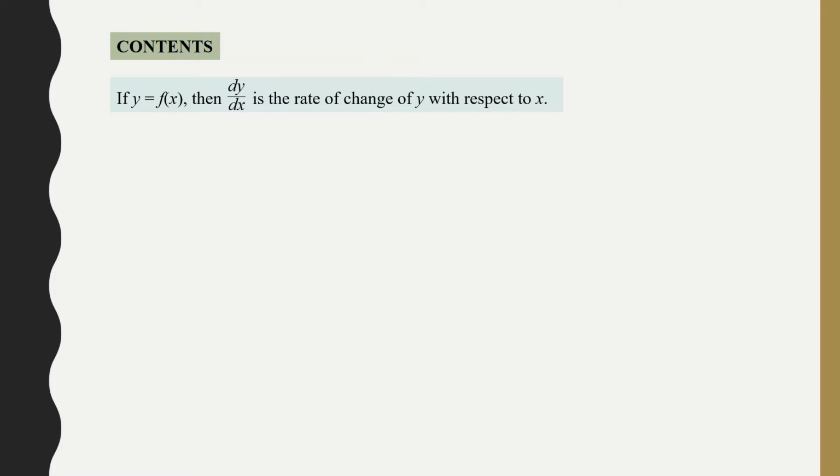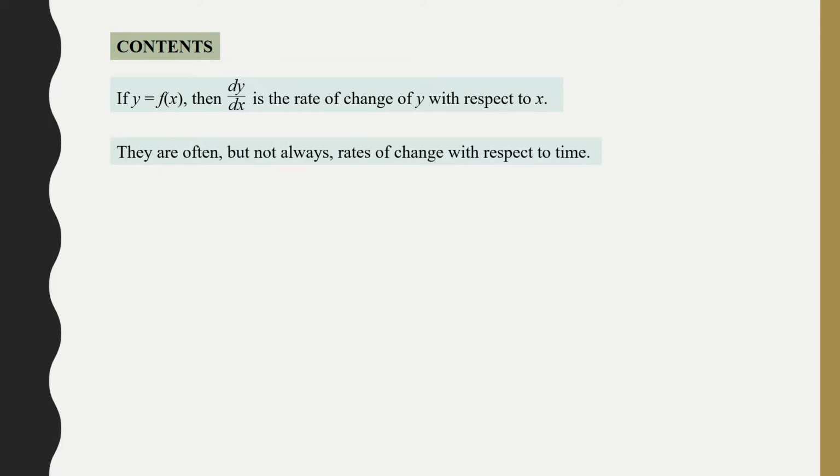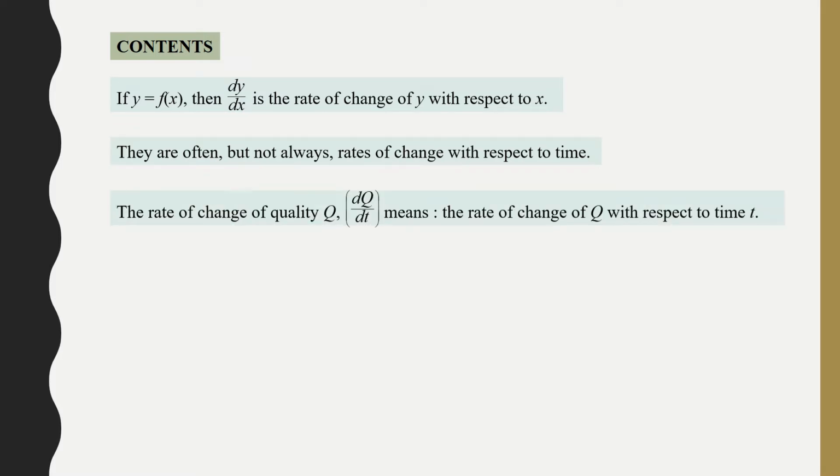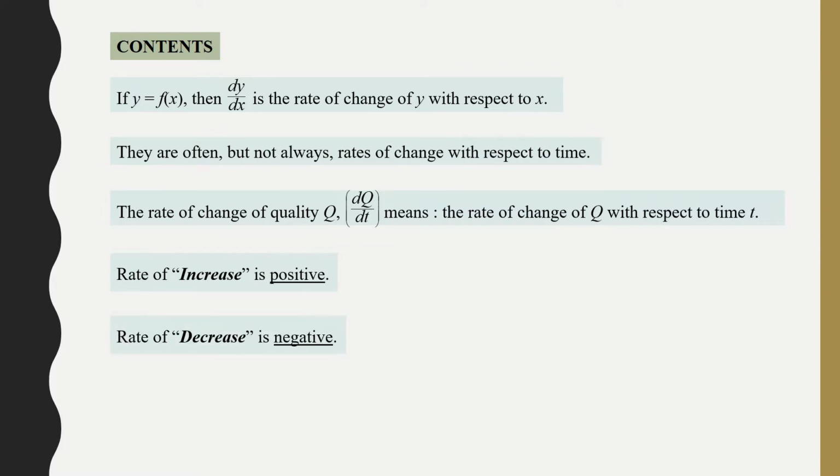dy/dx is the rate of change of y with respect to x when we differentiate y = f(x). There are often, but not always, rates of change with respect to time. The rate of change of quantity q, dq/dt, means the rate of change of q with respect to time t. Rate of increase is positive. Rate of decrease is negative.